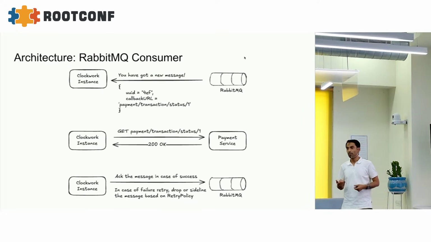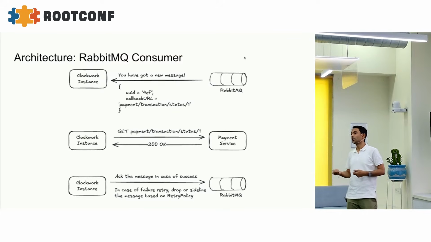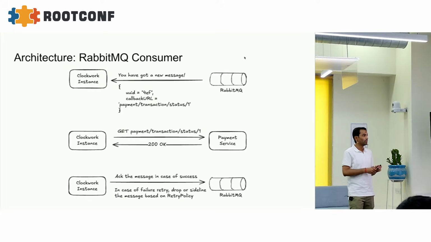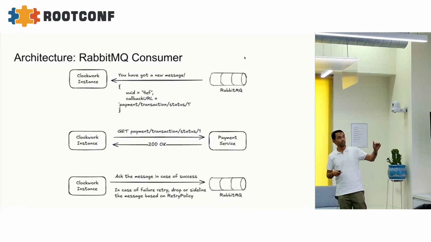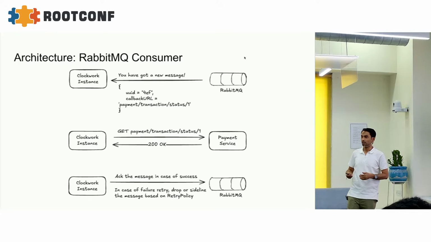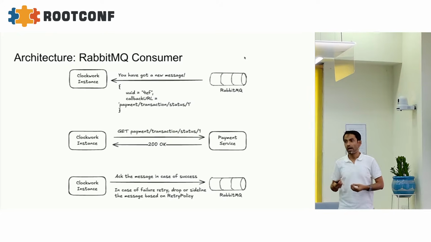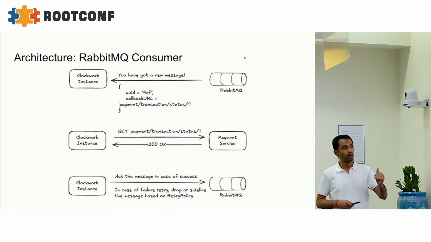RabbitMQ has a property of ack and nack, where if you ack, then the message is deleted. If you nack, then based on the retry policy, it can requeue the message again. This helps in case, let's say, the Clockwork instance goes down after making a callback but before acking. RabbitMQ will requeue that message if an ACK is not received. So that's how we ensure an at-least-once guarantee.